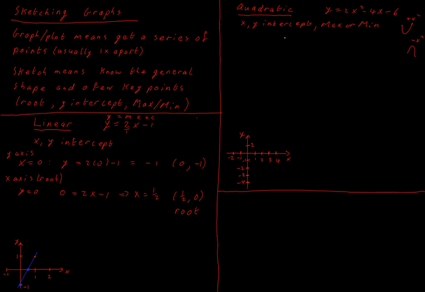And that is what we need for the general shape of a quadratic. And what we're going to do is get a few points that are going to allow us to effectively hang that shape in a particular orientation. So let's have a look at y is equal to 2x squared minus 4x minus 6. How are we going to get our points to allow us to sketch this curve? So not graph or plot, we're not going to just get a series of points, we're going to get some key points. And we're going to start off by getting our roots, which we're very familiar with doing.